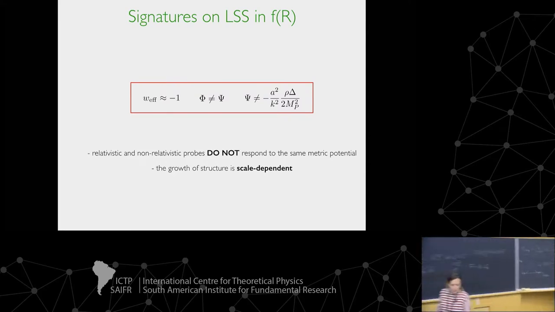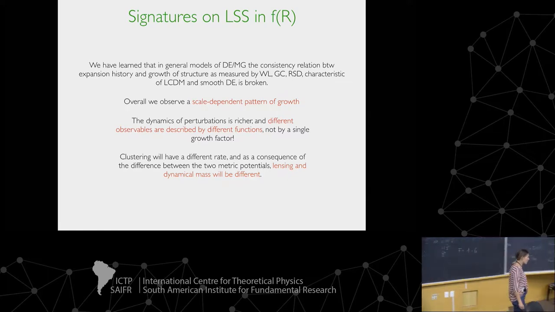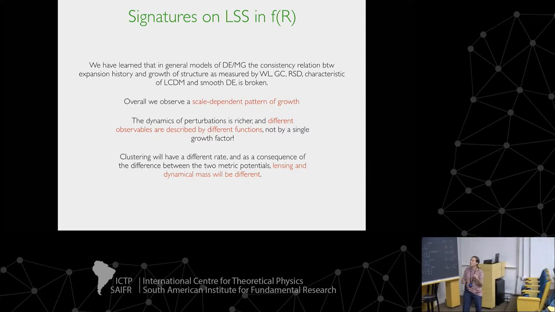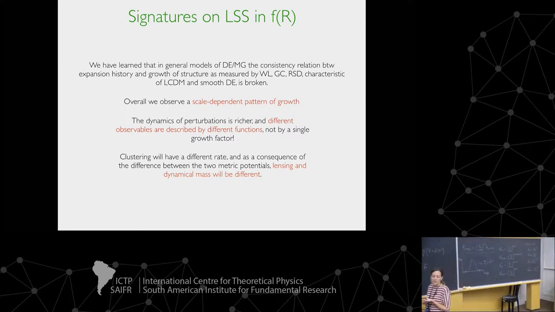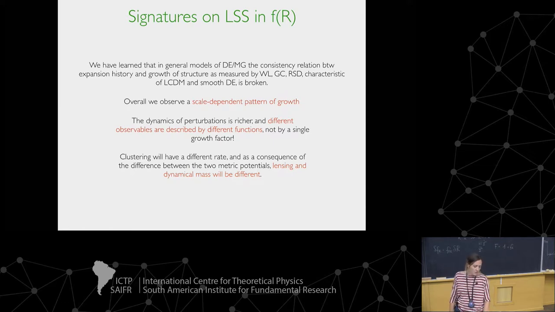And so that's what made us think of going after tests of gravity with large-scale structure by looking at relations between phi, psi, and delta, and by looking at comparison of background probes and growth of structure probes to see the breaking of the consistency between expansion history and growth rate.